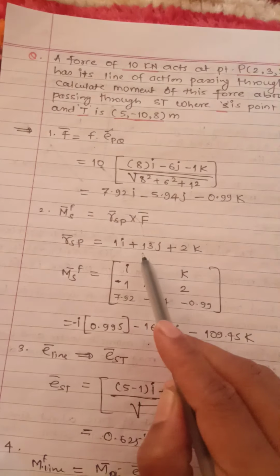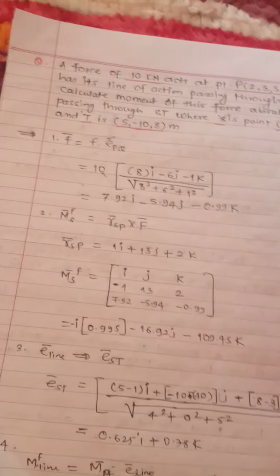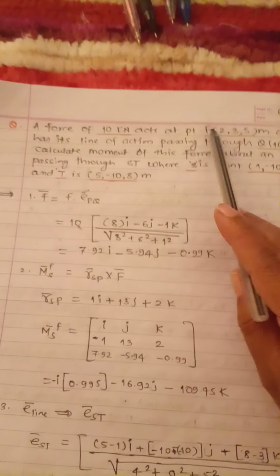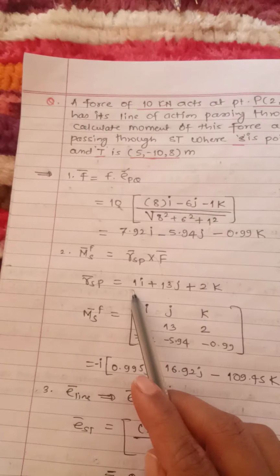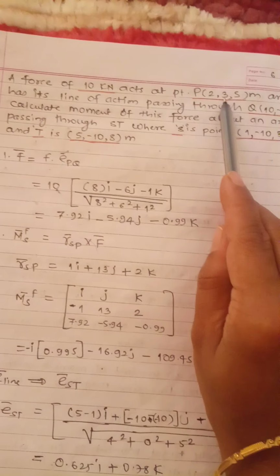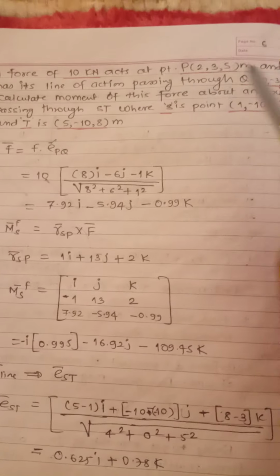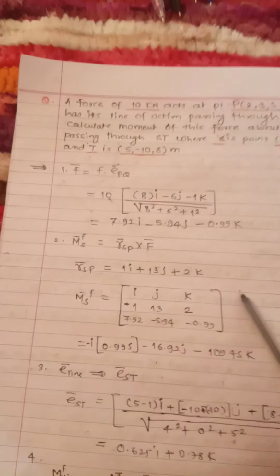R_SP will be 1i plus 13j plus 2k. How have I worked this out? SP means 2 minus 1 for x, so 2 minus 1 should come there. Then 3 is y2 minus 10, so 3 minus 10 will become 13. For that reason 13j is there. Then 5 minus 3, 2 should be there. This is your radius vector.